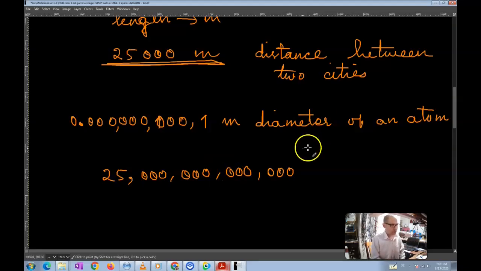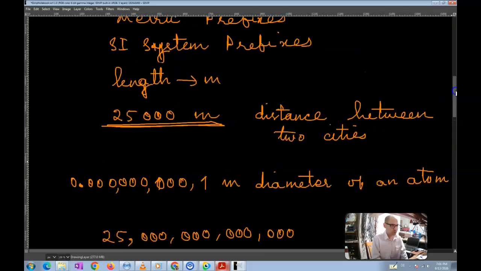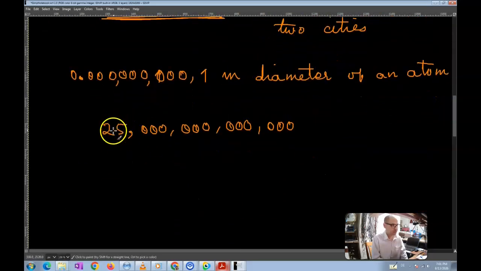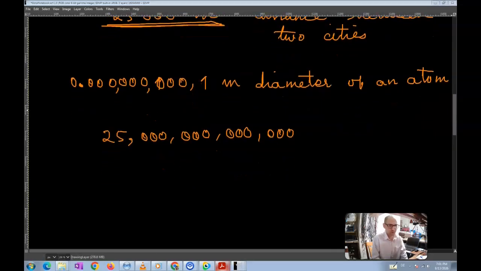So to solve these kinds of problems, what you can use are the metric prefixes, or the SI system prefixes. Instead of saying, for example, 25 followed by all those zeros, this number would be 25 billion, or this number would be 25 trillion. And if I make it something like this, that would be a 1 billionth, for example.